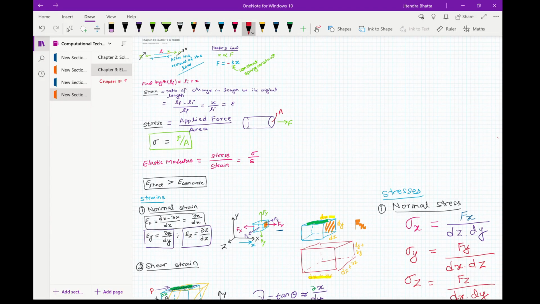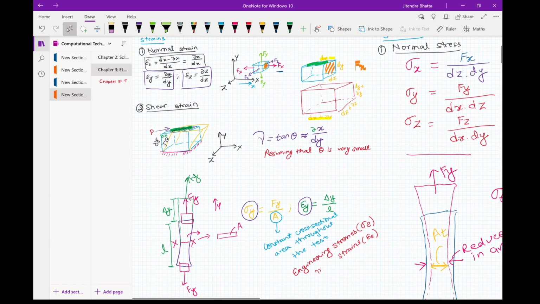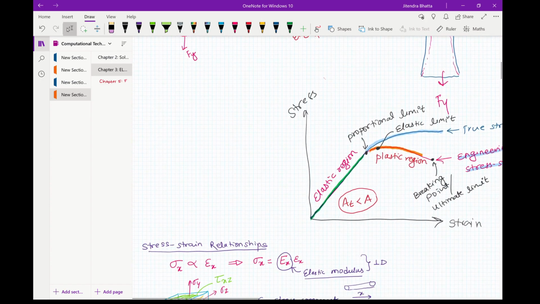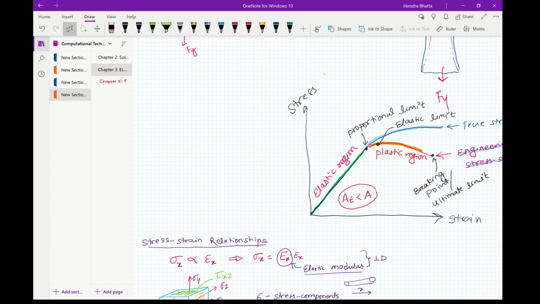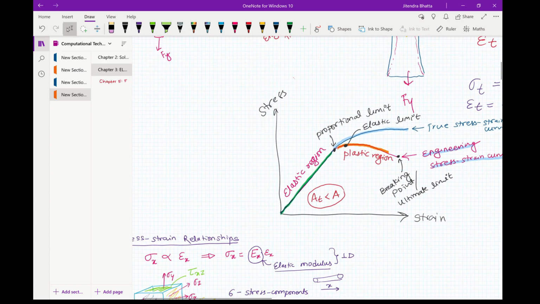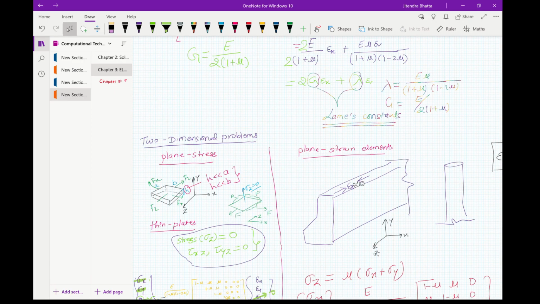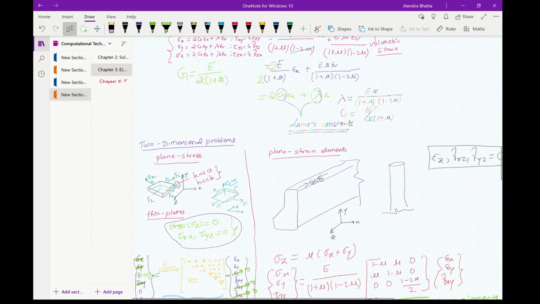Hello everyone. In the last session, we looked into elasticity in solids, where we discussed stresses, strains, and their relationship using the D matrix, which is the constitutive matrix. We also discussed true stress and true strain curves, and then we moved into two-dimensional problems, where we discussed plane stress and plane strain elements.